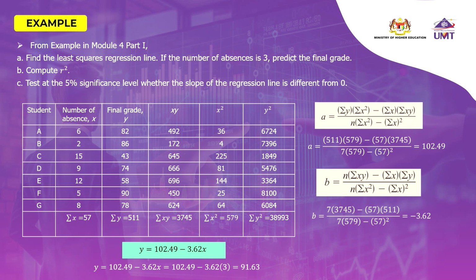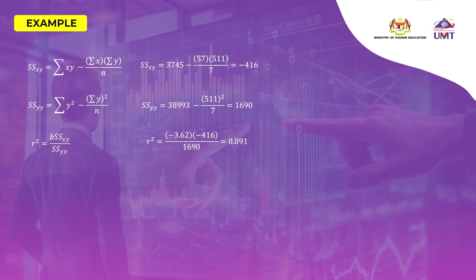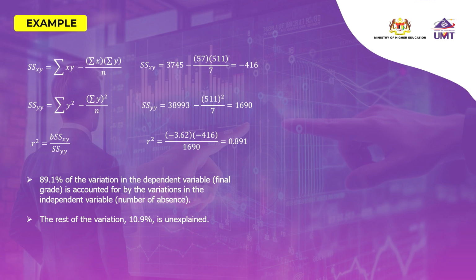The value of the coefficient of determination, or r squared, is 0.891. This result indicates that 89.1% of the variation in final grades is explained by absences. This is a very strong relationship. The remaining 10.9% is due to other factors not captured in the model.